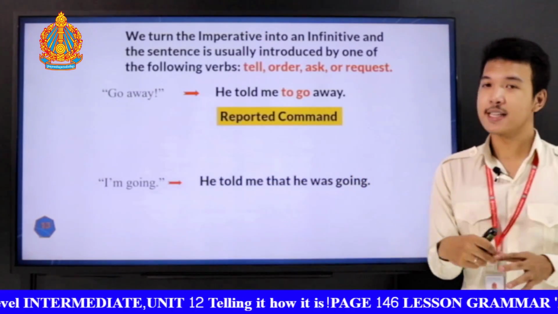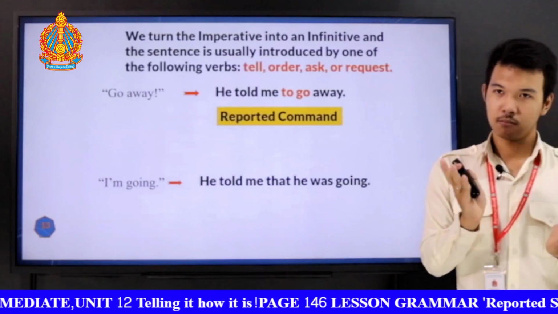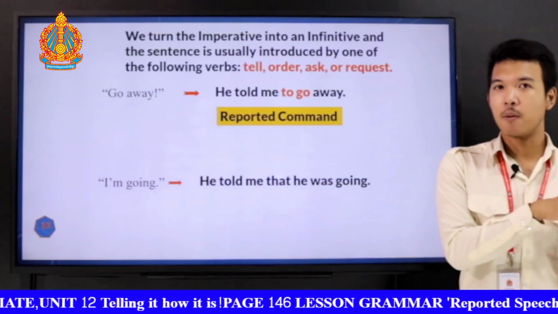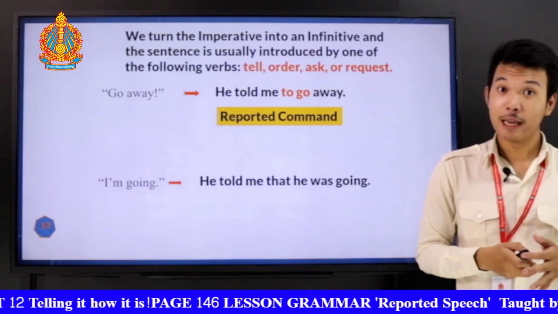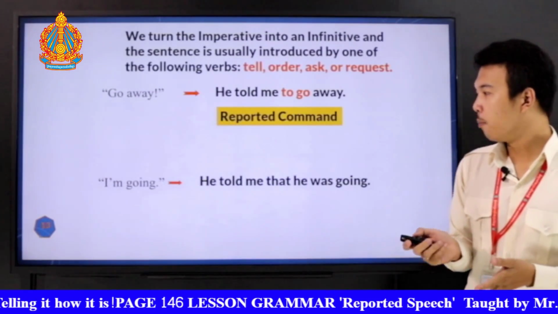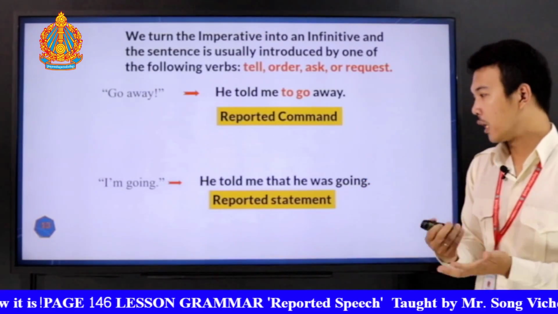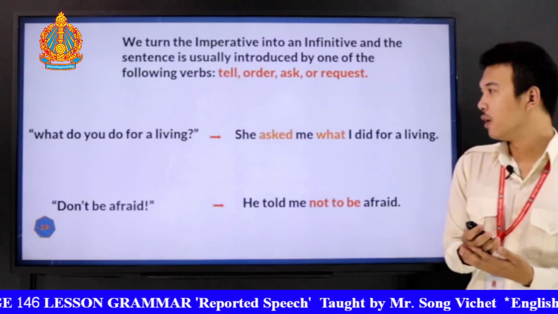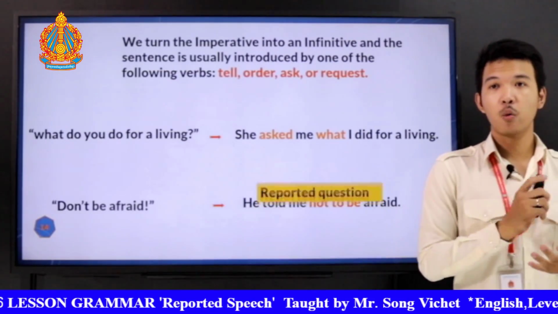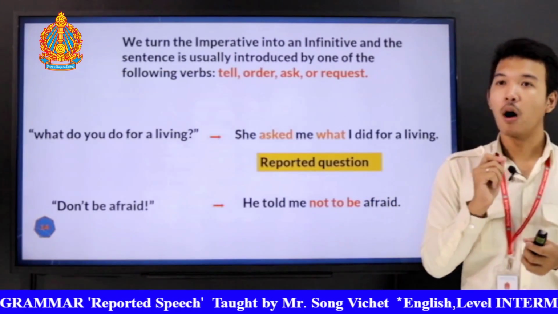So the first one we can say is a reported command, and the second one is "I'm going." When we change it into reported speech, that is why "He told me that he was going." So it is a reported statement. And another one, "What do you do for a living?" This time it is a question, which means it is a reported question. "She asked me what I did for a living."